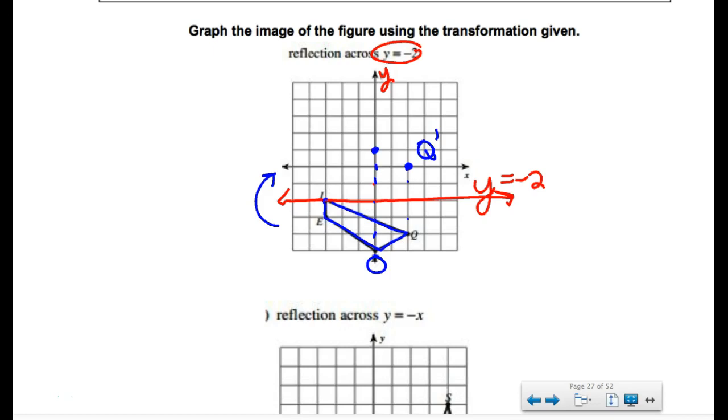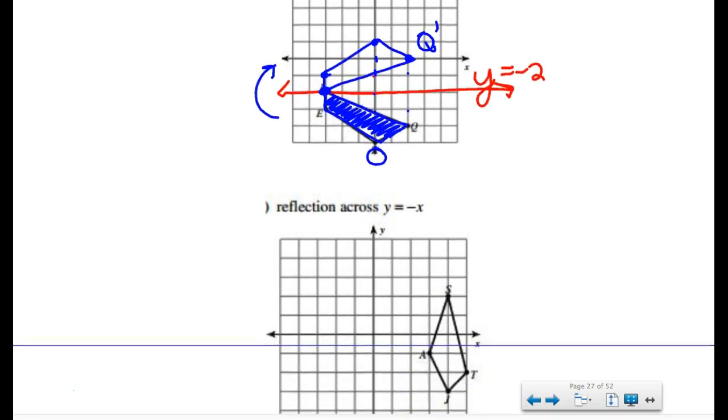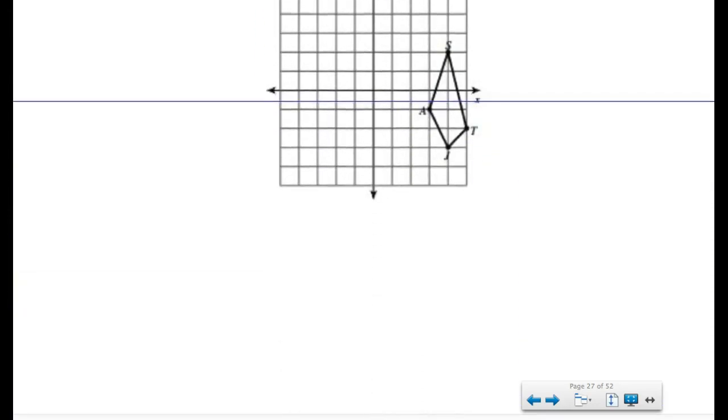And this one right here is going to stay put because it's on the reflection line, and E is going to go one above it. So now when I connect those, I get that. And you can see that's exactly what I would get if I folded this entire figure over the line y equals -2. And I've just graphed the reflection. We're not going to do the next one. That's beyond the scope of what you would have to do in a regular Algebra 2 course.